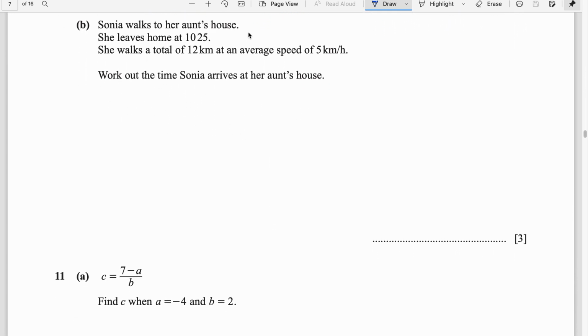Sonia walks to her aunt's house. She leaves home at 10:25. She walks a total of 12 kilometers at an average speed of 5 kilometers per hour. Work out the time Sonia arrives at her aunt's house.